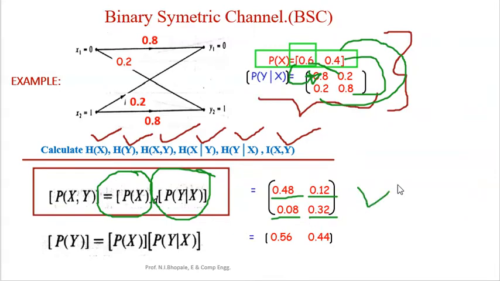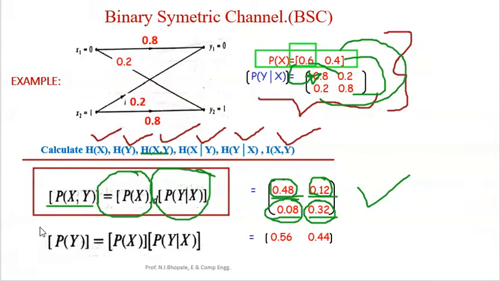So we got here p(x,y). Once we got p(x,y), it is quite easy to prepare the H(x,y), because if you grab the formula which we defined for H(x,y), it is simply minus summation p(x,y) log p(x,y). So whatever we got over here, this first element is nothing but p of x1 y1, this is p of x1 y2, this is p of x2 y1, and this is p of x2 y2.